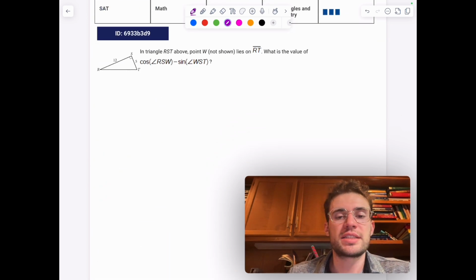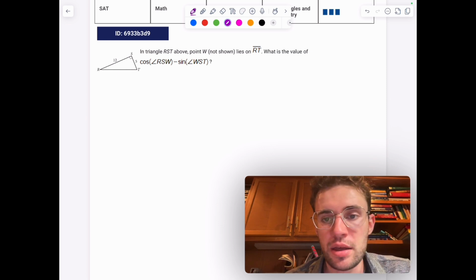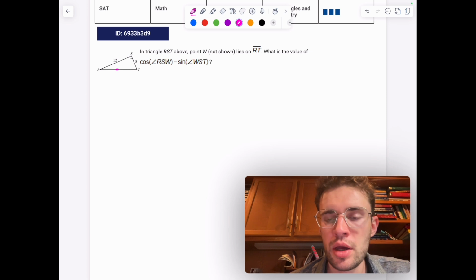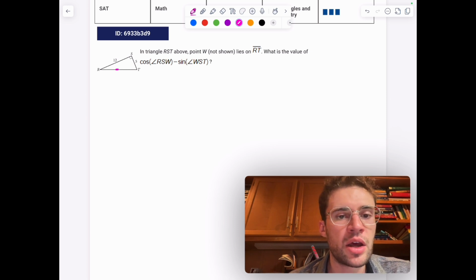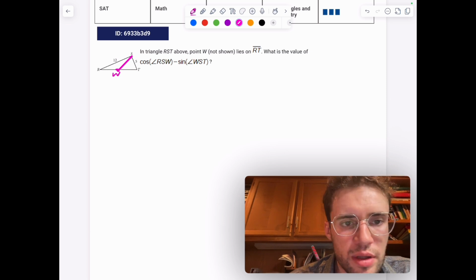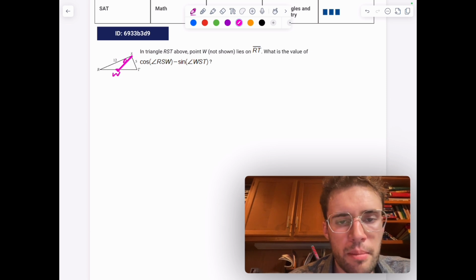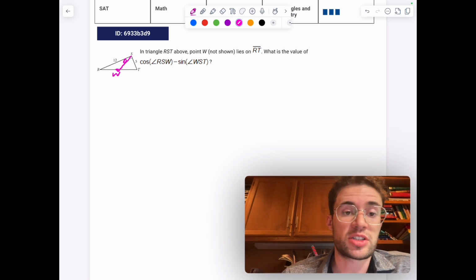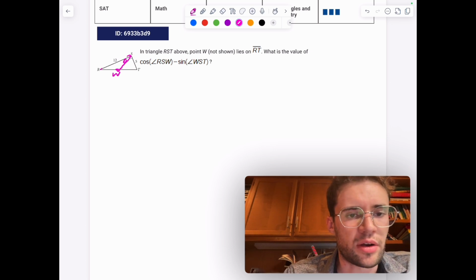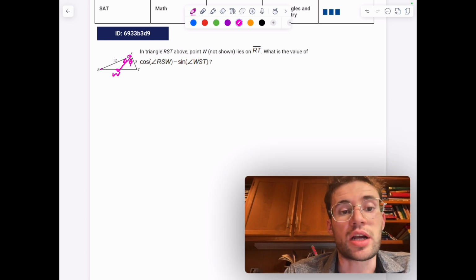In triangle RST above, point W, not shown, lies on RT. All right, so there's going to be some point somewhere on RT, could be like here. What is the value of cosine of RSW minus sine of WST? So we draw W right there like that. So this angle here. So what's interesting with this problem, and actually what makes it solvable, is that RSW, so this first angle I labeled theta, and maybe we'll make the other one phi, and WST are complementary.